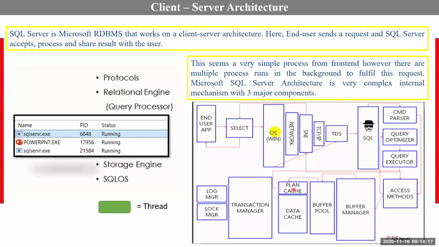plan cache to verify whether any plan is available for this query tree. See, it is straight away coming. Your command parser is coming to the plan cache, whether any plan is available or not. If a plan is available, it will use the same plan.